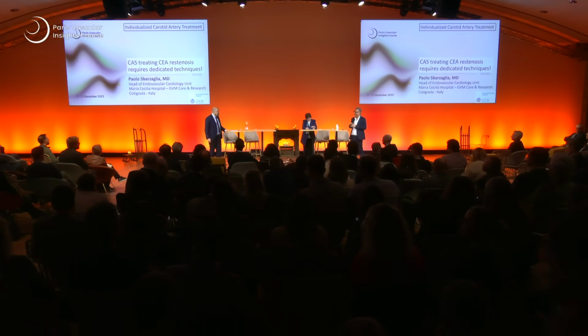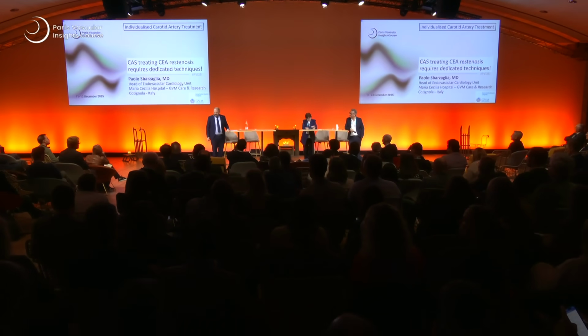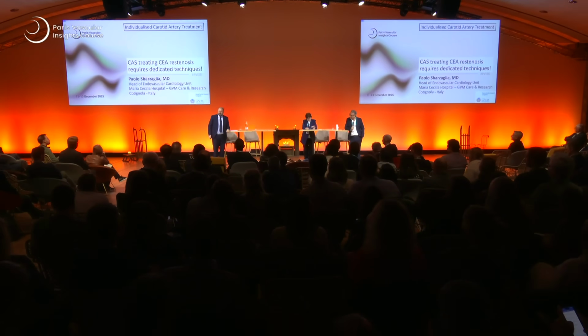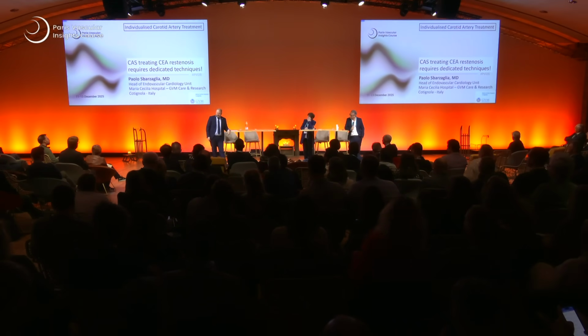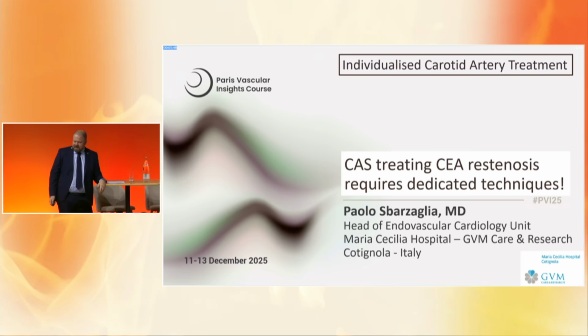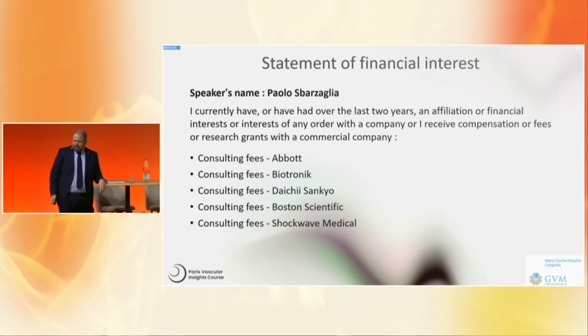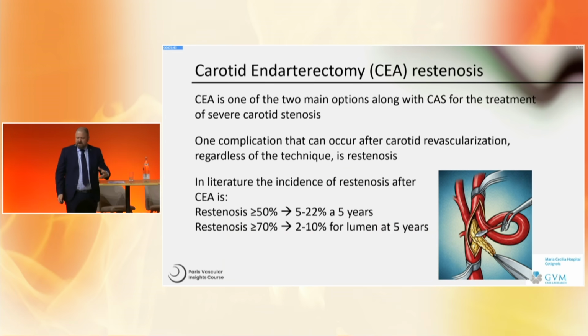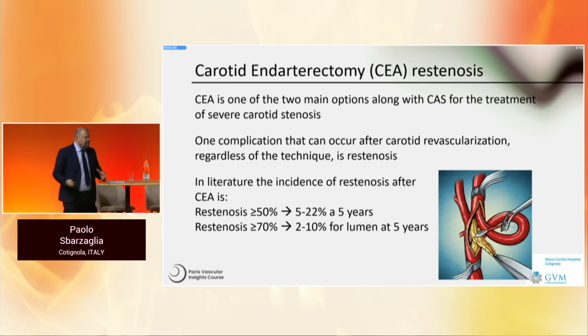First of all, thank you for the invitation. I really appreciate it. What we are talking about today is the treatment with carotid stenting in case of CEA restenosis. First, just to show the phenomenon: in the literature, restenosis superior to 50% appears between 5 and 22% at 5 years, and superior to 70% in 2 to 10% after 5 years.